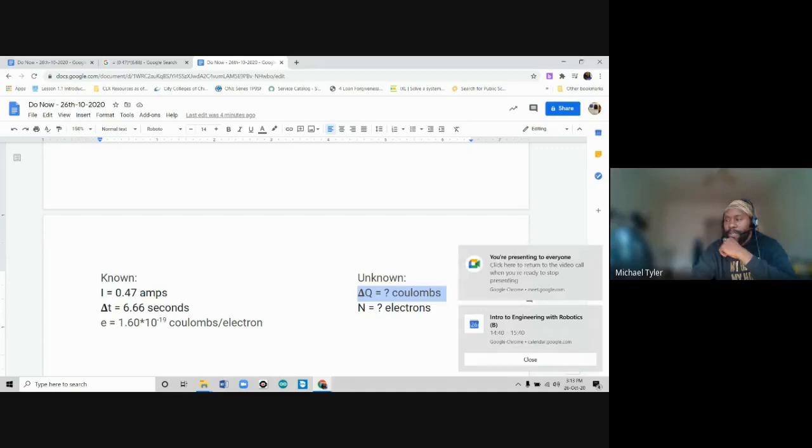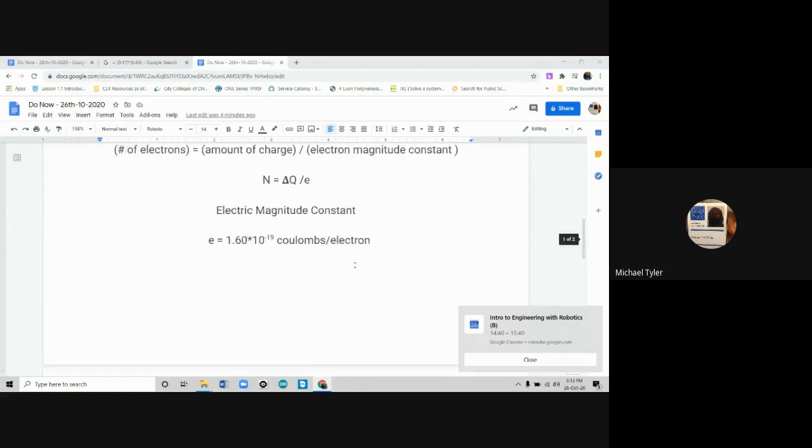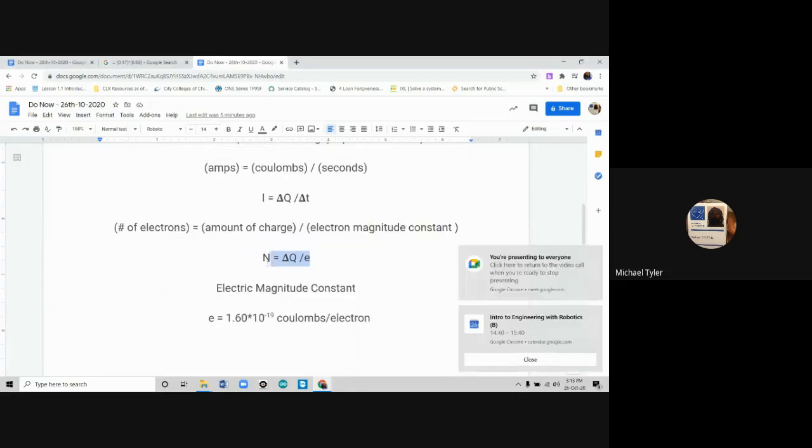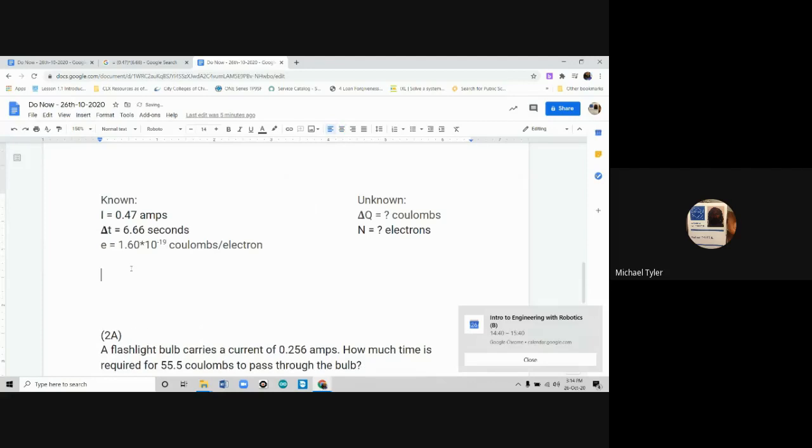The other value is, of course, the number of electrons, and that's N. Now, N is given by this equation here that we're going to use later on. But let's go through how to get delta Q by itself using algebra. It's an Arabic word. All right, so next set of notes.